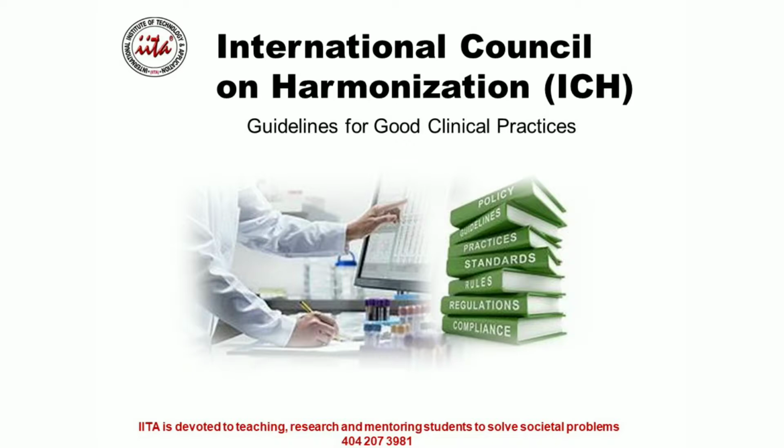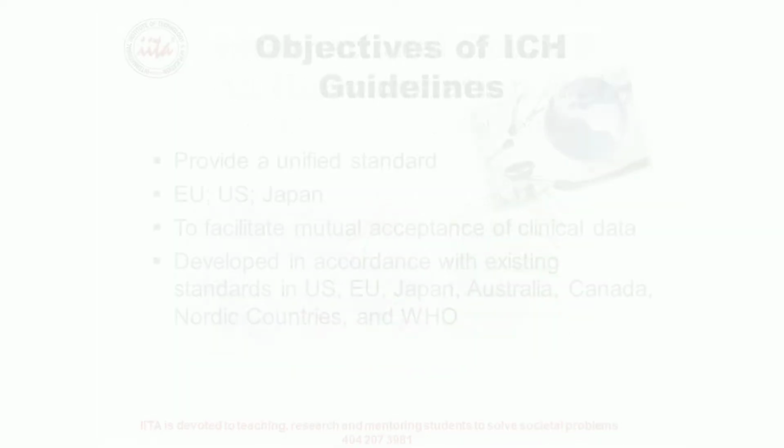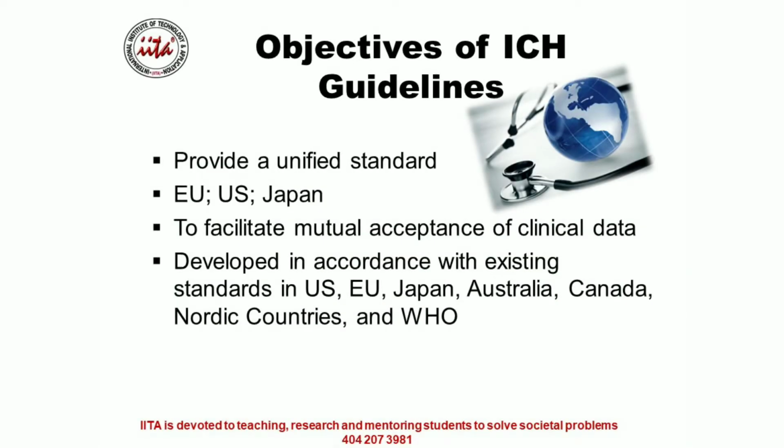The International Council for Harmonization, ICH. Guidelines for Good Clinical Practice. The objectives of the ICH guidelines provide a unified standard. It includes the EU, US, Japan. It facilitates mutual acceptance of clinical data, and it's developed in accordance with existing standards in the US, EU, Japan, as well as Australia, Canada, Nordic countries, and the World Health Organization.